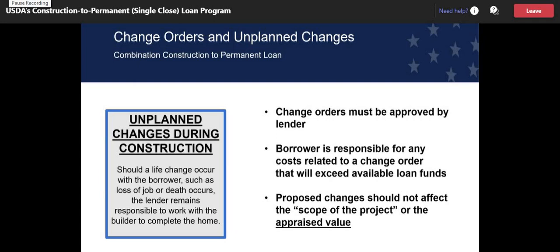And the unplanned changes during construction, it says should a life change occur with the borrower, such as loss of a job or a death, then the lender remains responsible to work with the builder to complete the home. I think we already mentioned that.